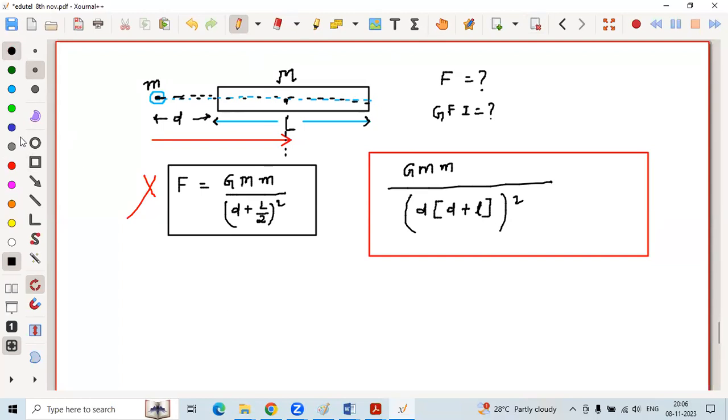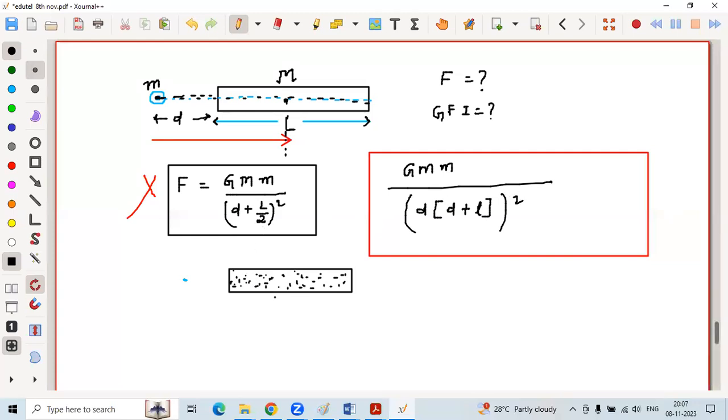This kind of question is asked in competitive exams. See here, what is the reason? In this rectangle we have different points. Each and every point is attracting that blue color point. Then I need to take the concept of integration.